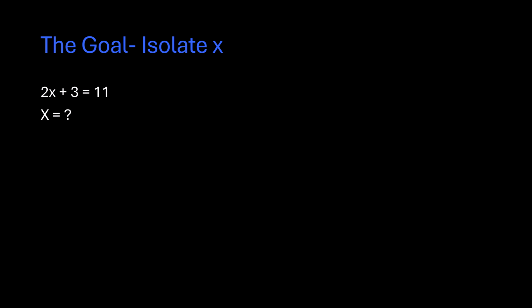When solving a linear equation, the goal is to isolate x, to basically separate everything away from x and have it alone on one side of the equal sign. Say we are given the equation 2x + 3 = 11. What is the value for x such that when we substitute it, we get 11?